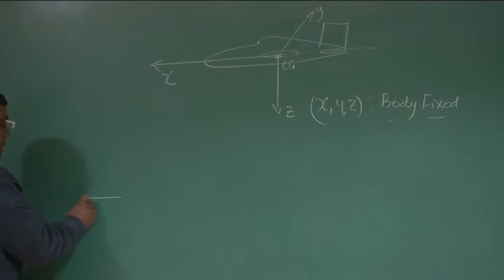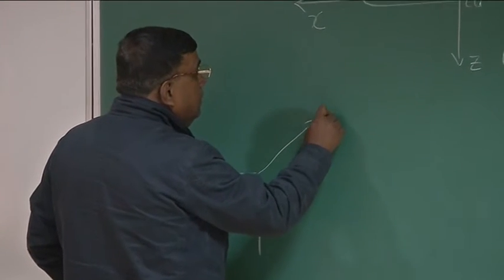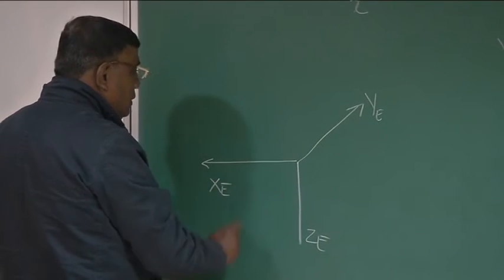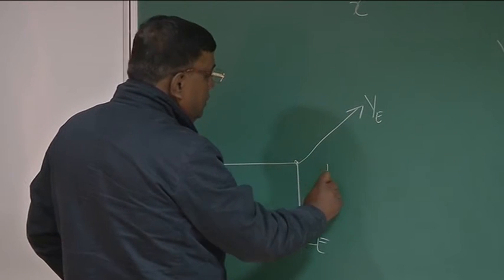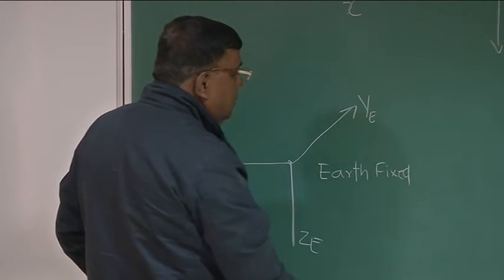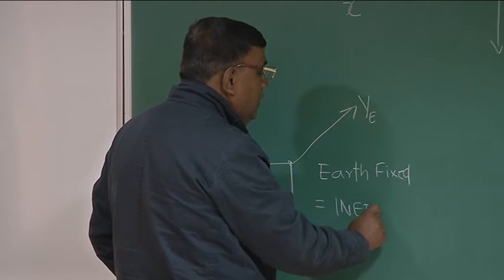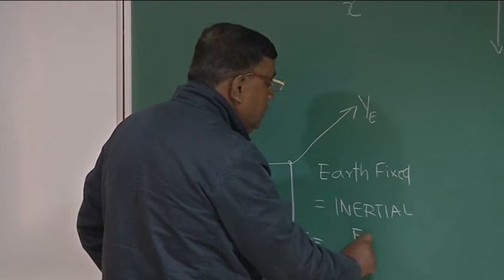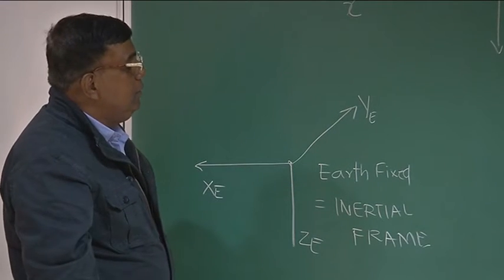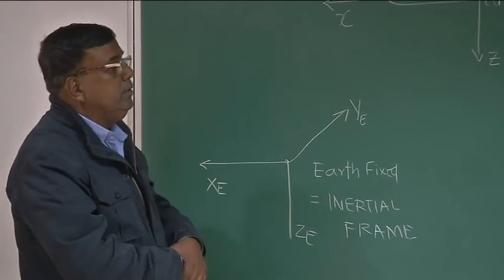Now let me define another axis system, which is earth fixed. This is closely, I can say, an inertial frame. I will explain to you what that is. Let me write this, then I'll come back to this. For completion of this drawing, let me write this is an earth fixed and inertial frame of reference. I'll talk about it, don't worry. What is happening, you see?